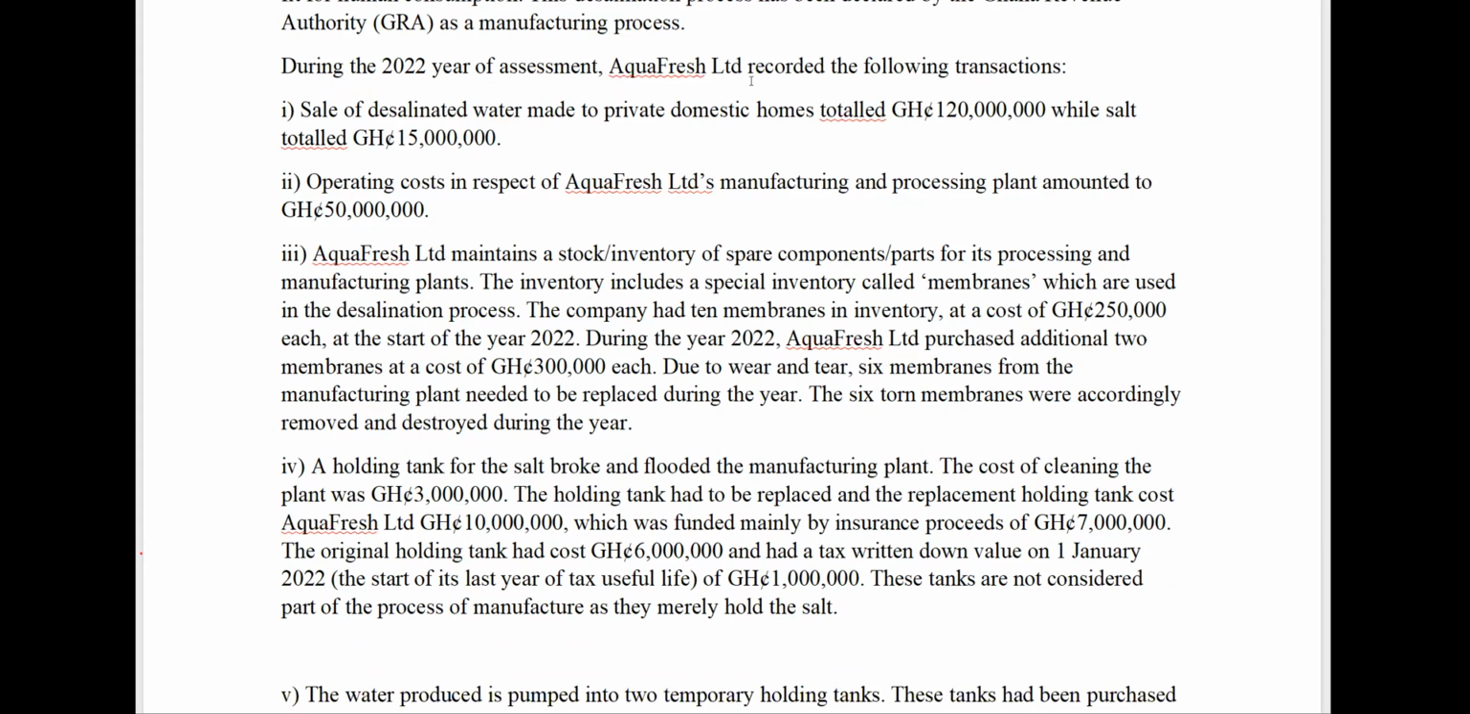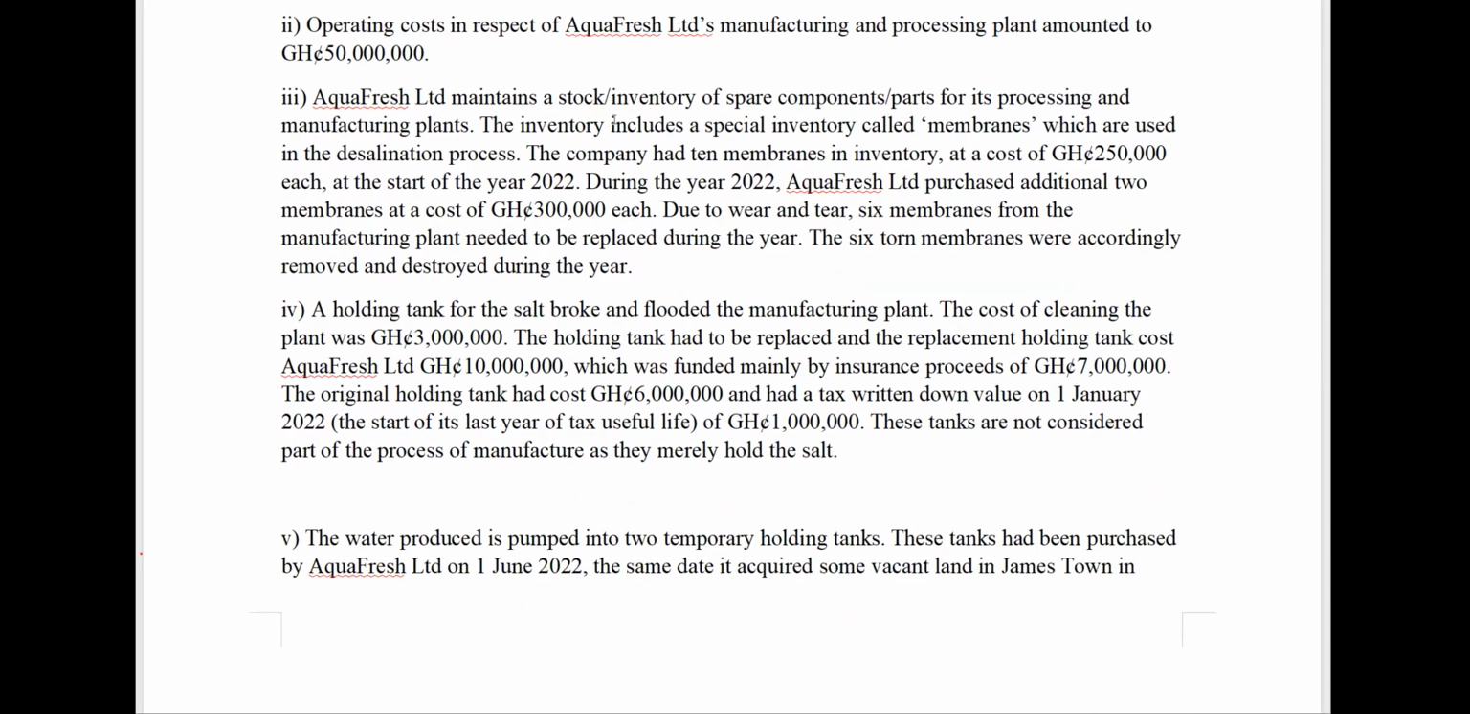During 2022, Aquafresh recorded the following transactions. Sale of desalinated water made to private domestic homes totaled 120 million, while salt totaled 15 million. Operation cost in relation to Aquafresh Limited manufacturing and processing plant amounted to 50 million. It maintains a stock or inventory of spare components or parts for its processing manufacturing. This inventory includes a special inventory called membranes, which are used in the desalination process. The company had 10 membranes in inventory at a cost of 250 each. You see, everything we learned, they are putting it together. At the start of the year, during the year, it purchased an additional 2 membranes at a cost of 300.